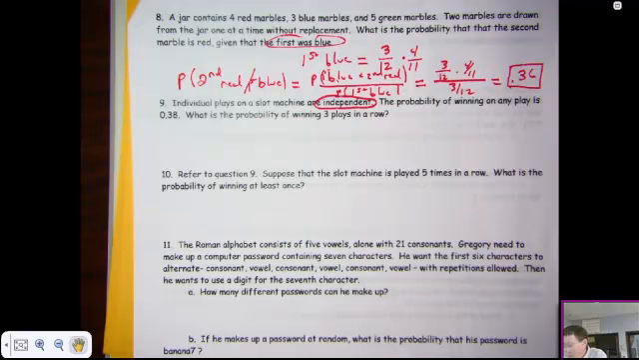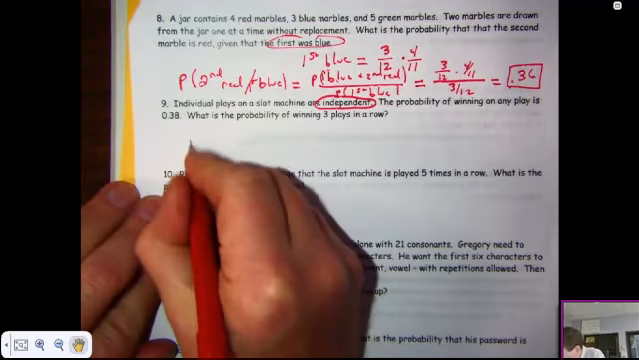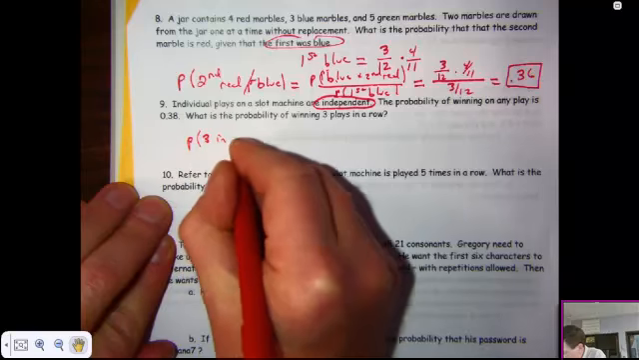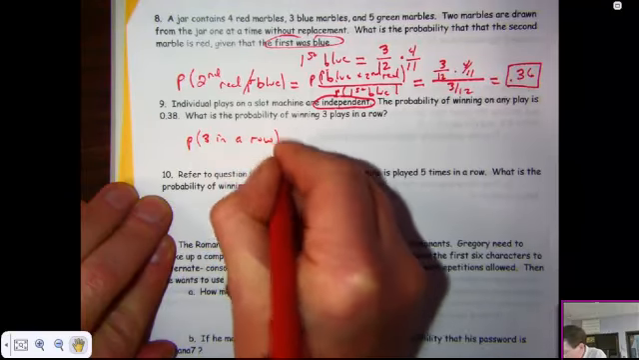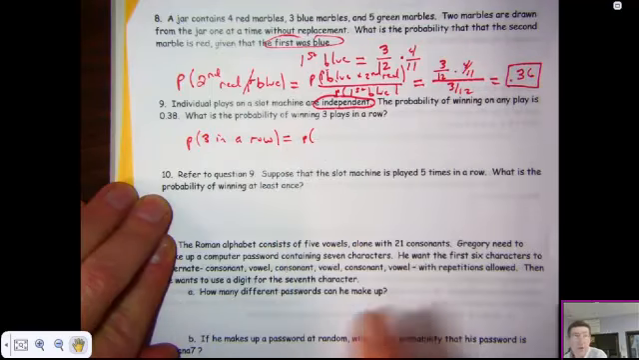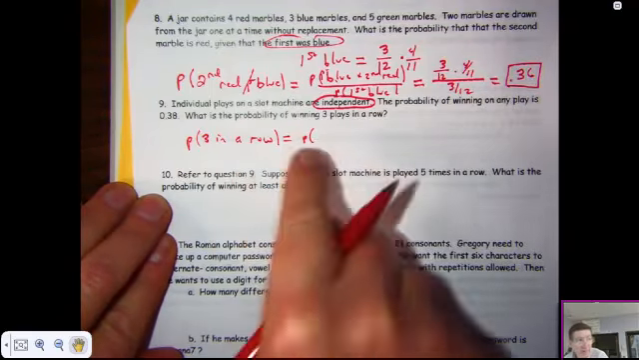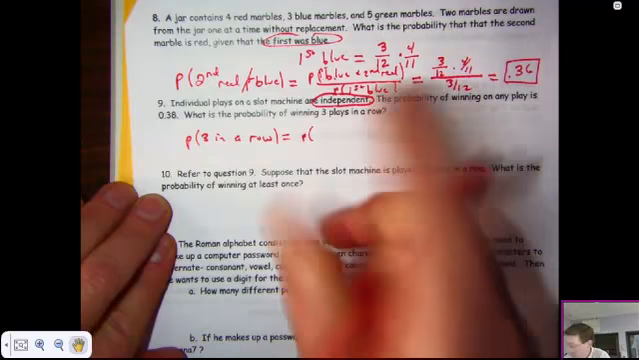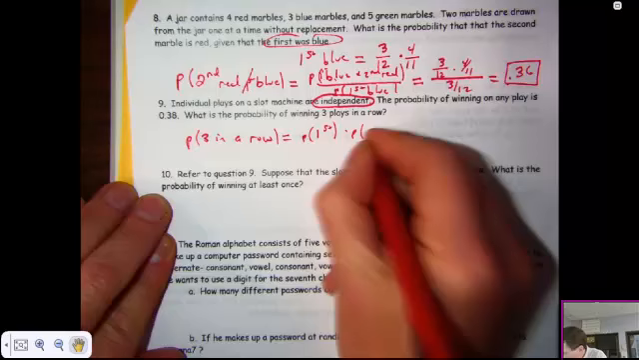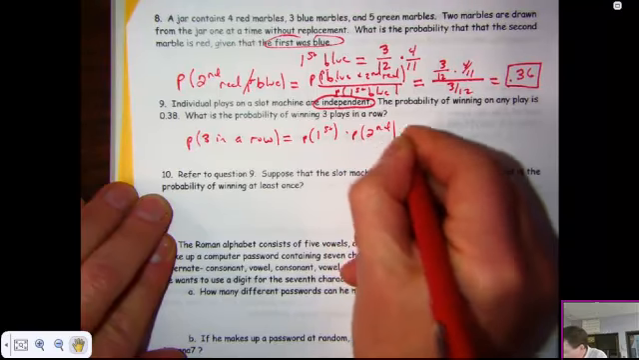What's the probability of winning 3 plays in a row? So we want the probability of 3 in a row. That means the probability of the first. Now they're independent, right? So if they're independent, we can just multiply these together. That's always the key part: probability of the first times the probability of the second times the probability of the third.